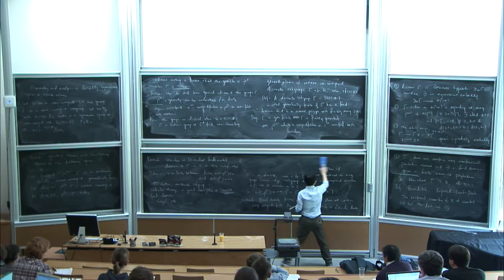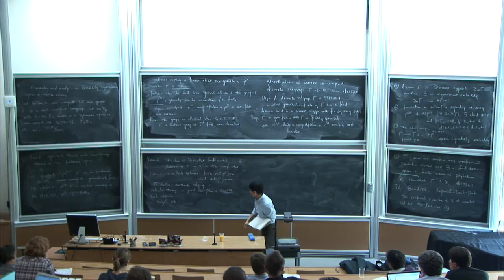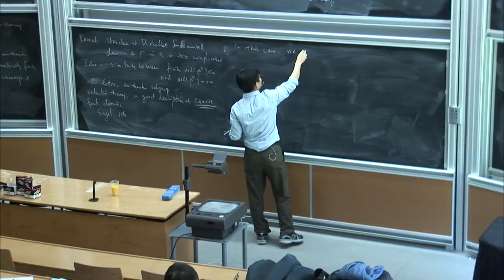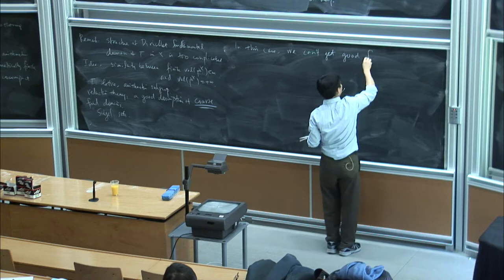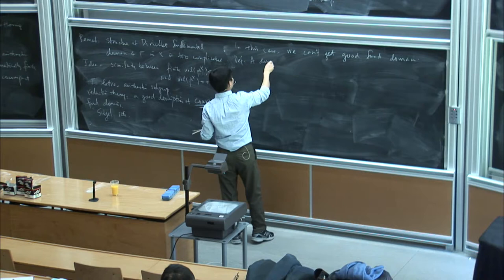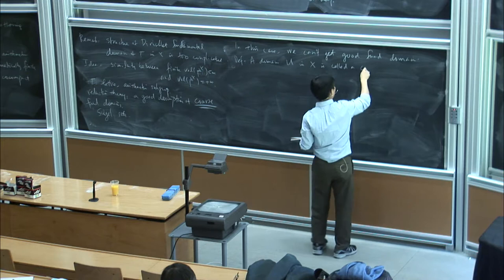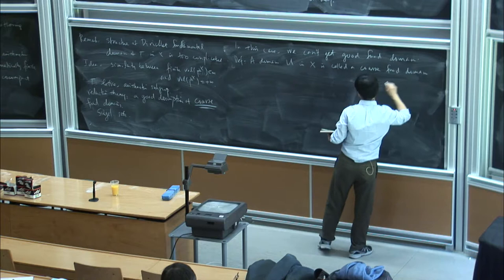The point is, you see, in this case, here's the same problem. We cannot get a good fundamental domain. Okay. Let me give a definition. So a domain U in X is called a coarse fundamental domain. Well, unfortunately, in the literature on arithmetic groups, it's called a fundamental set.